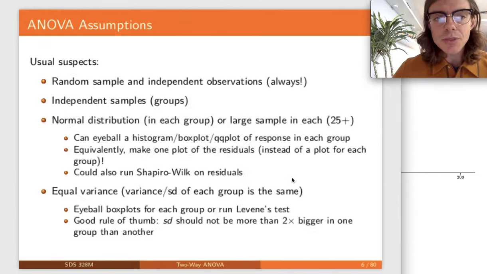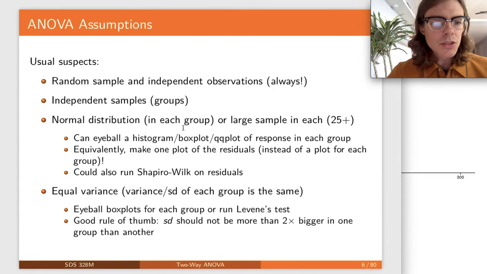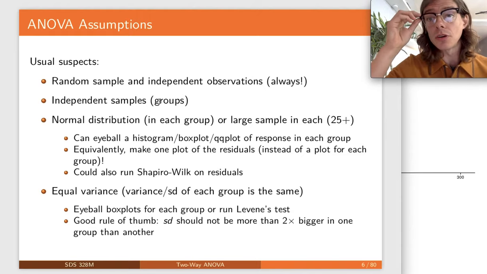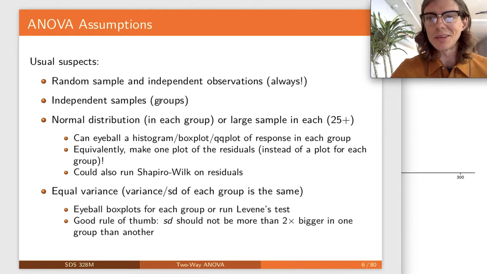Cool, so assumptions. Just to review these from last time, as always, you have to have a random sample. The observations need to be independent. The groups also need to be independent, right? There needs to be no way for a guinea pig to be in the low dose group and the high dose group. The groups should be independent of each other as well. And usually these things will be true. Oftentimes we just assume these are true for in-class examples.